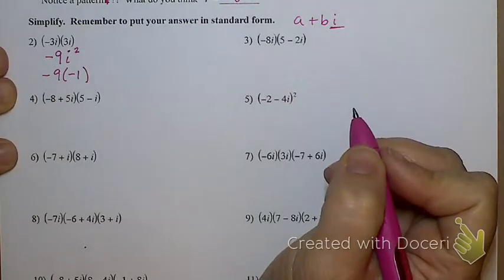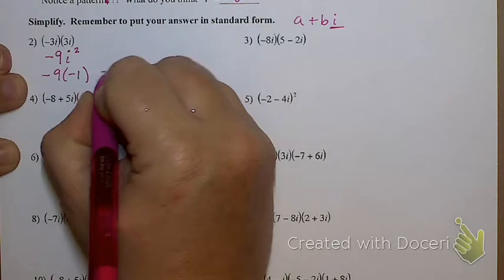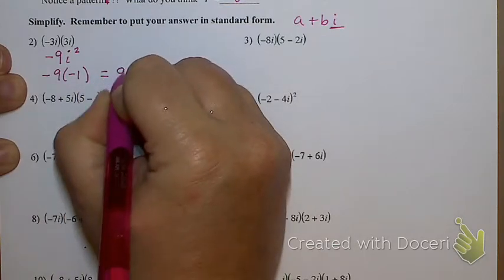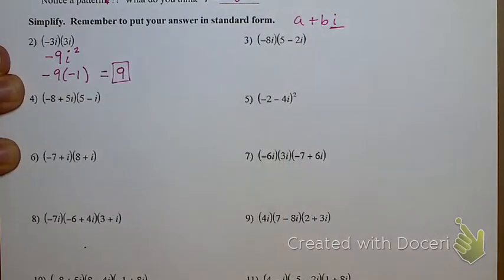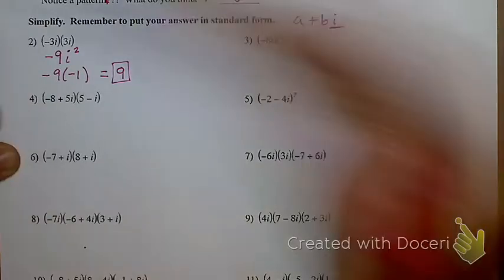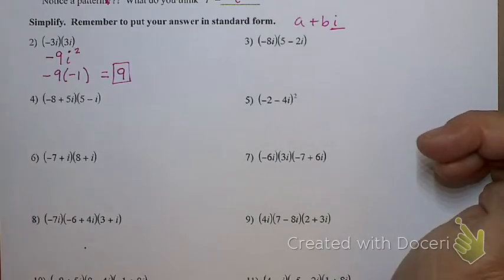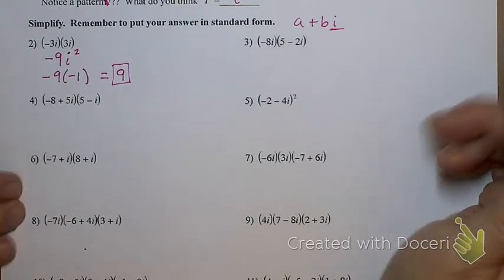Wow, this is too much. What's -9 times -1? +9. That's my answer. Okay, that's easy. That's the only time that we have to change things, when there's an exponent on the i. So let's try this guy.